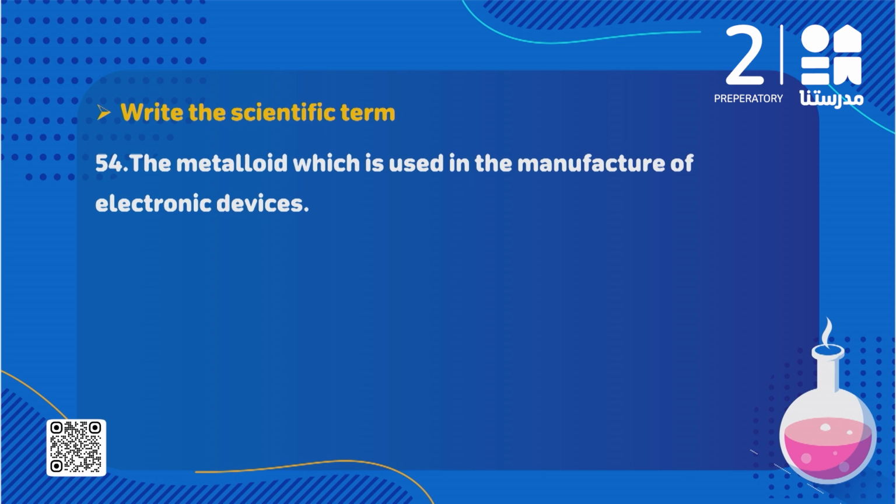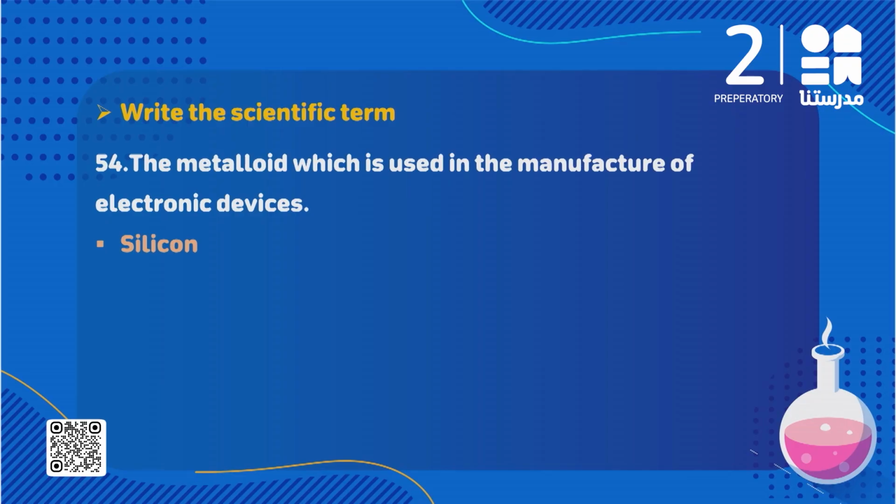طيب, the metalloid which is used in the manufacture of electronic devices, احنا قلنا بنستخدم في electronic devices slides of silicon because it's good conductor of electricity at high temperature. Okay, so silicon is a metalloid. Do you remember metalloid? Metalloid is a group of elements that have the properties of metals and non-metals, and silicon is one of them, which is used in the manufacture of electronic devices.